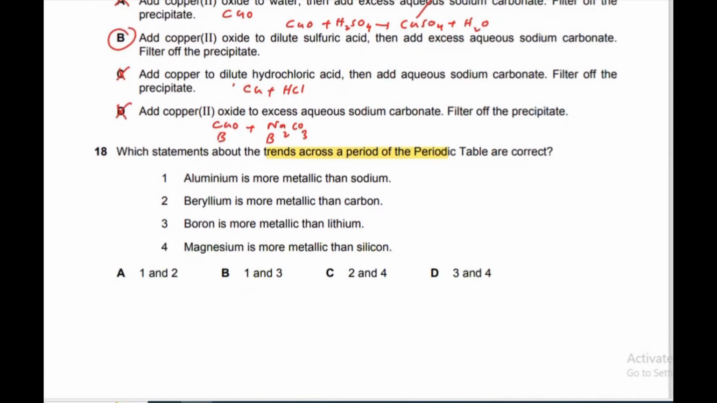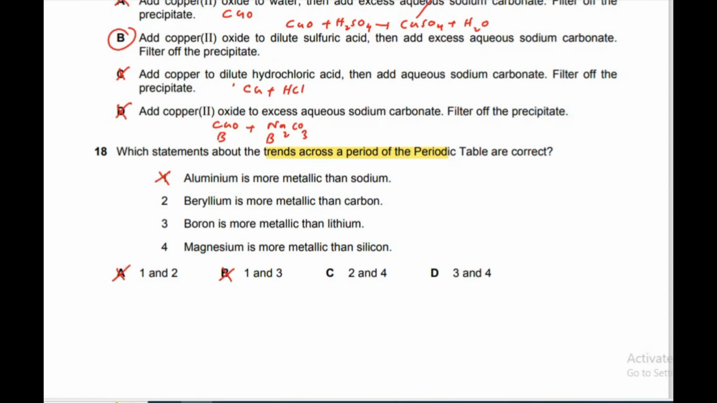Which statements about the trends across a period of the periodic table are correct? Aluminium is more metallic than sodium. Aluminium is less metallic than sodium. Sodium is more reactive, aluminium is less reactive. So A will not be the answer. You can eliminate these two options.